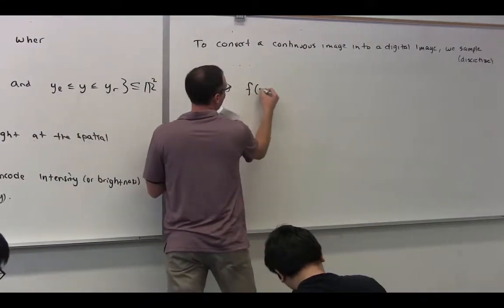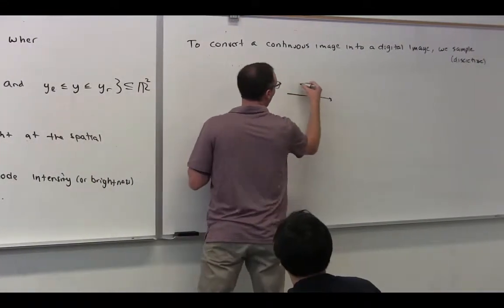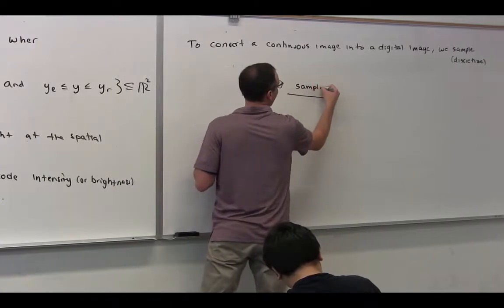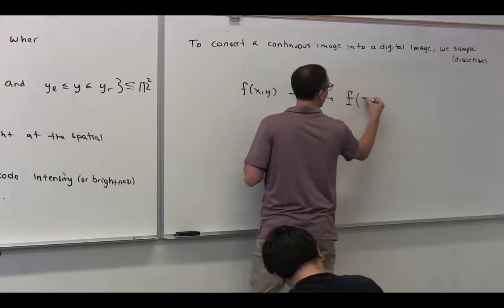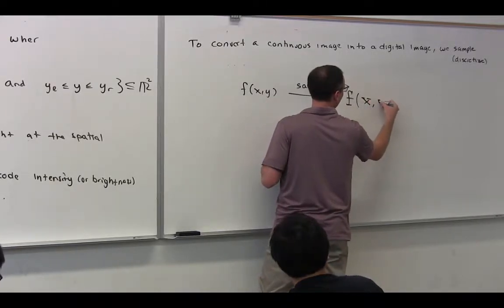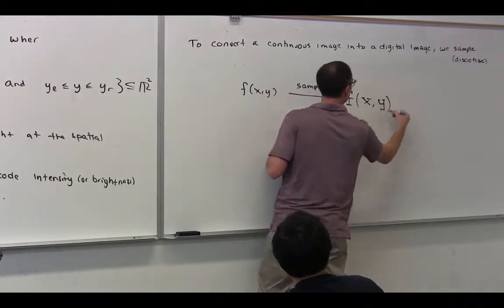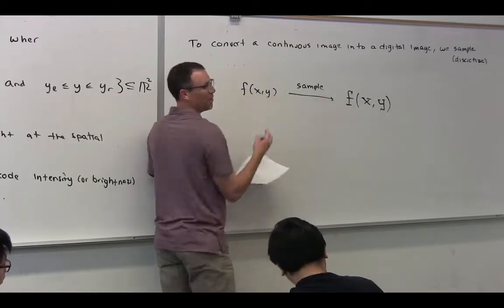Instead of having a continuous f of x, y, we do this thing where we sample it, and this is where I'm going to use computer font, I don't even remember what you call this font. Courier, is it? Okay, do you see the continuous and the discrete?